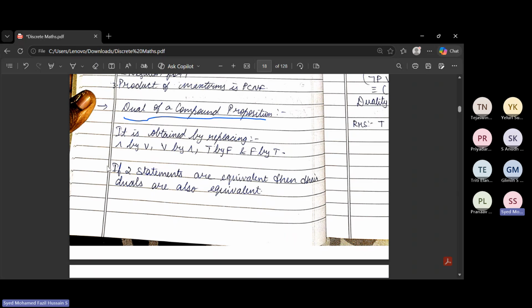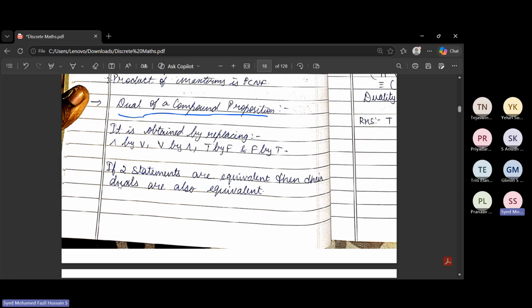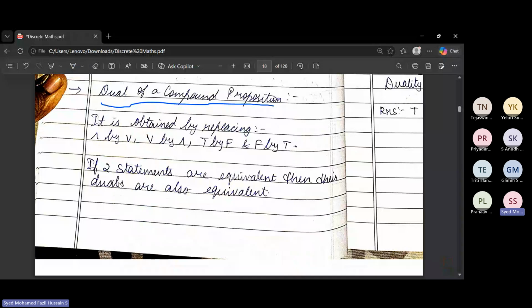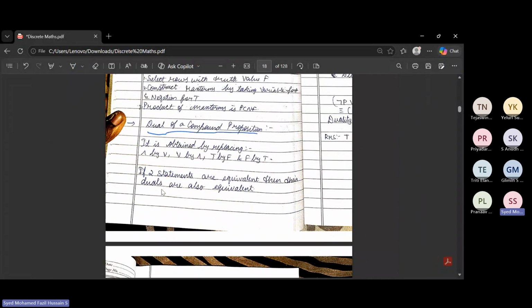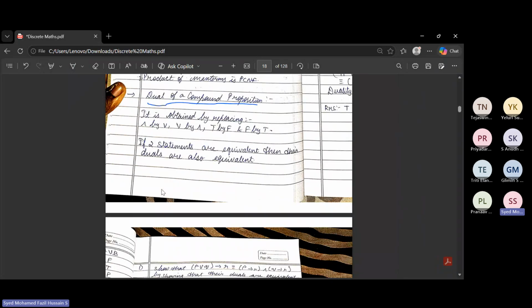Then there is a main theorem. If two statements are equivalent, if both give the same answer, then their duals are also equal. It is a theorem, and we just have to keep it in mind.